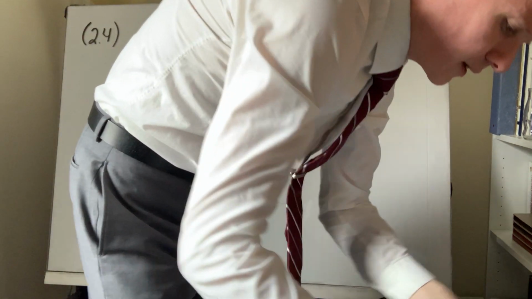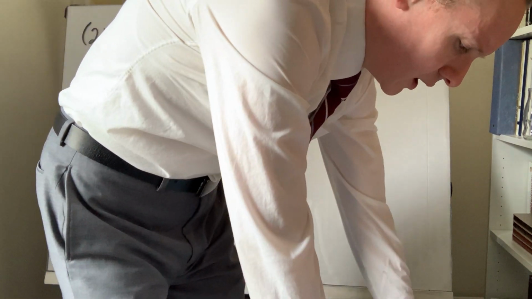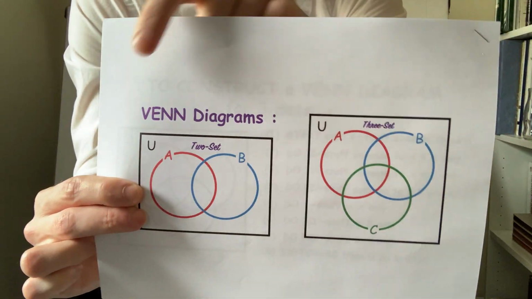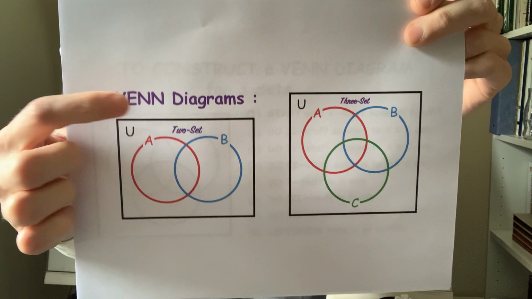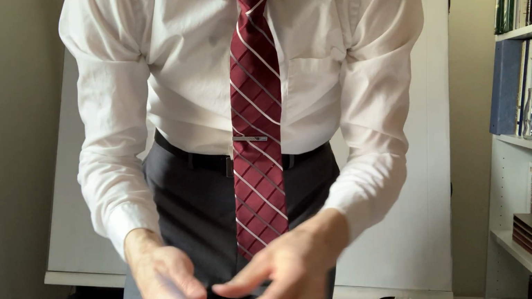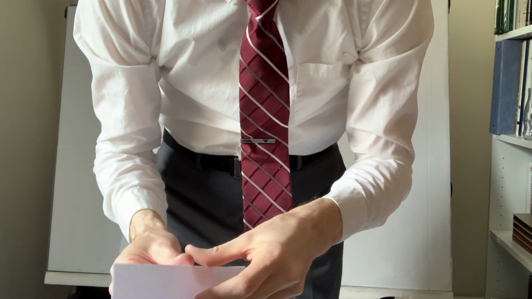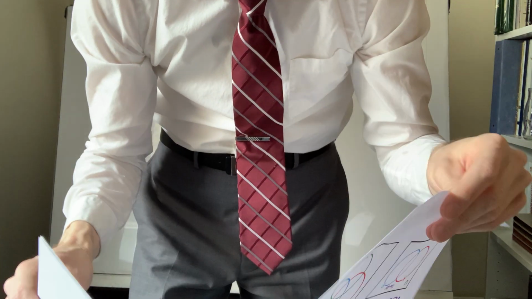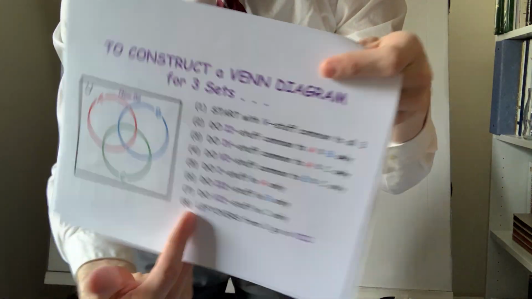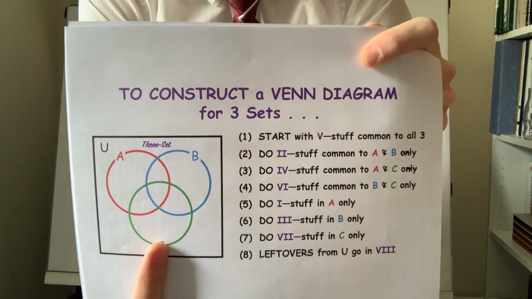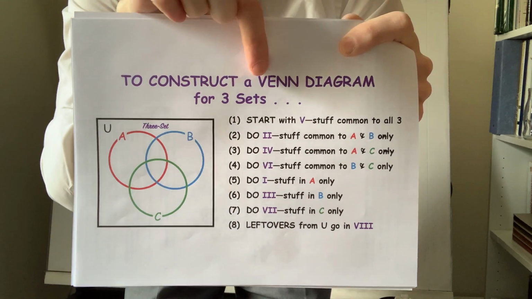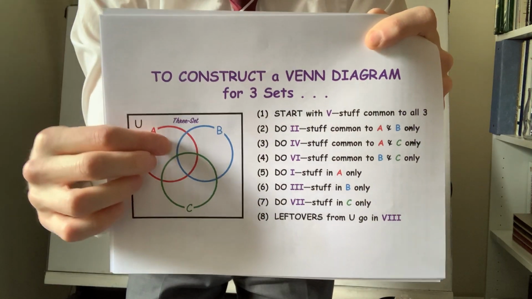The packet that I have for you today looks like this. This is part of a diagram. I'm going to project this and then help fill it in. And then there is an actual list of procedures. Basically, this is my sort of rephrasing of the process of constructing a three-set Venn diagram.